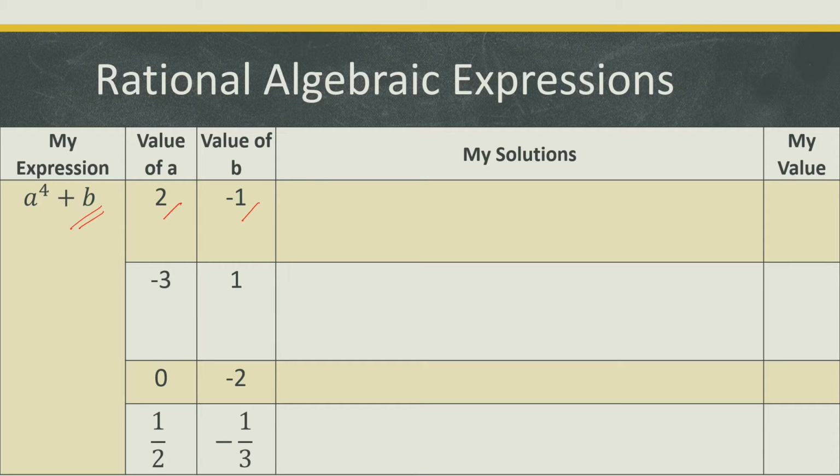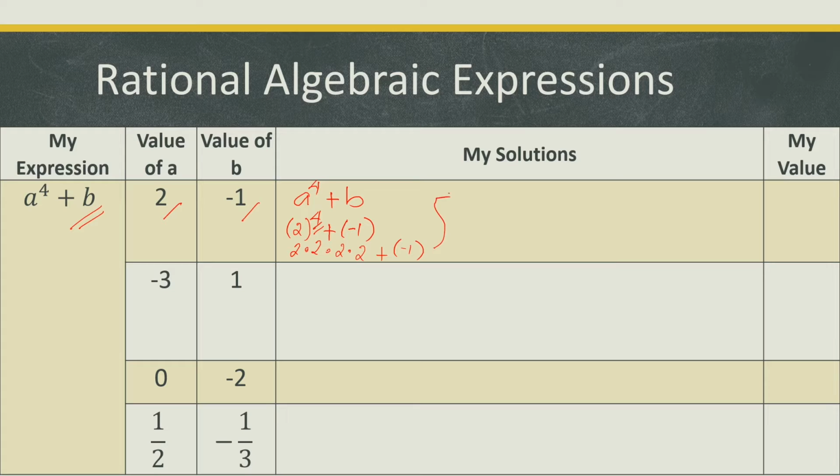First solution, sulat natin yung given. A raised to 4 plus b. Then substitute. Ang value ng a ay 2. 2 raised to 4 plus ang value ng b ay negative 1, plus negative 1. So, ang exponent ng 2 ay 4. Ibig sabihin, 4 na beses mong ita-times sa sarili si 2. 2 times 2 times 2 times 2 plus negative 1.